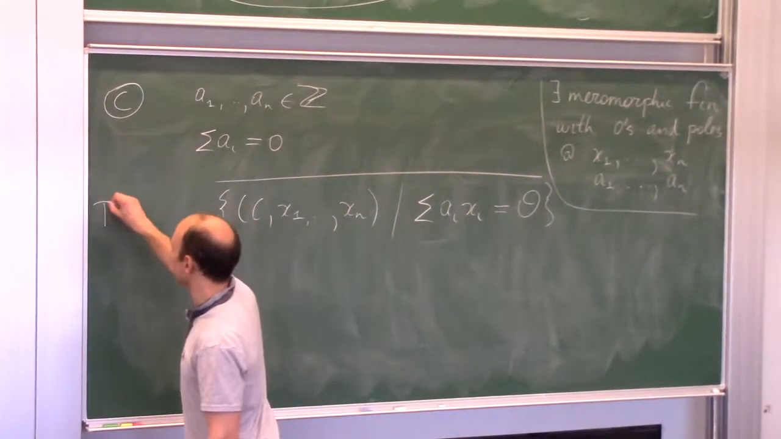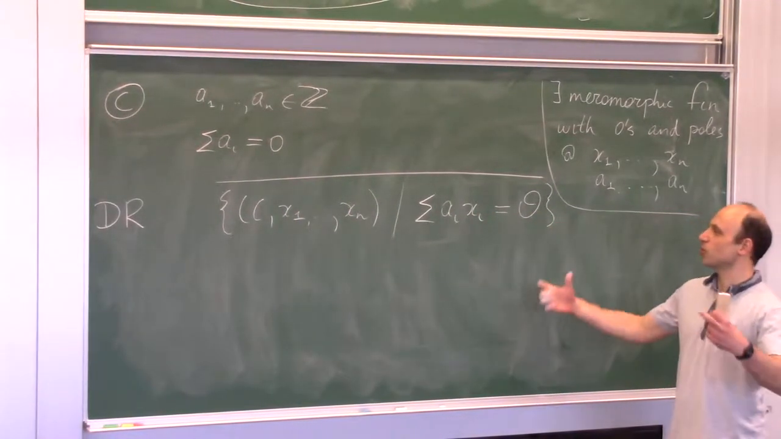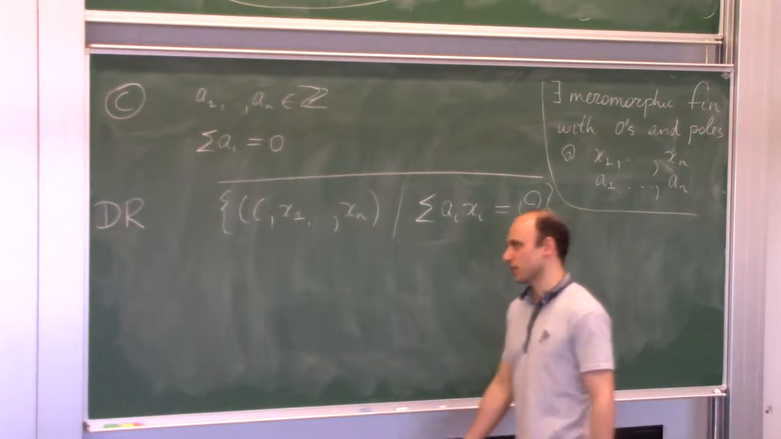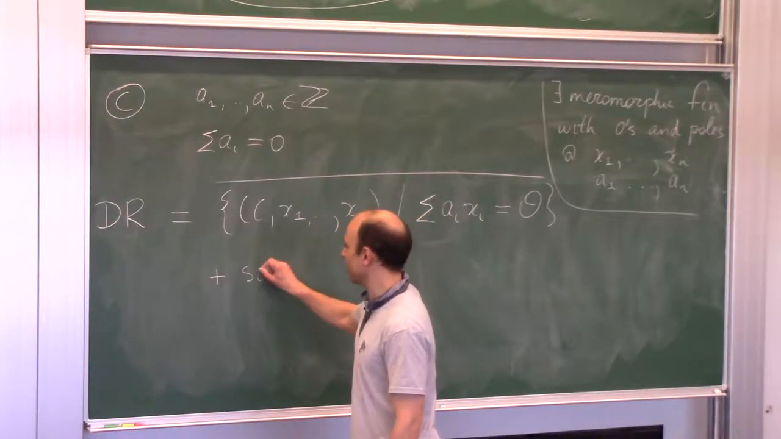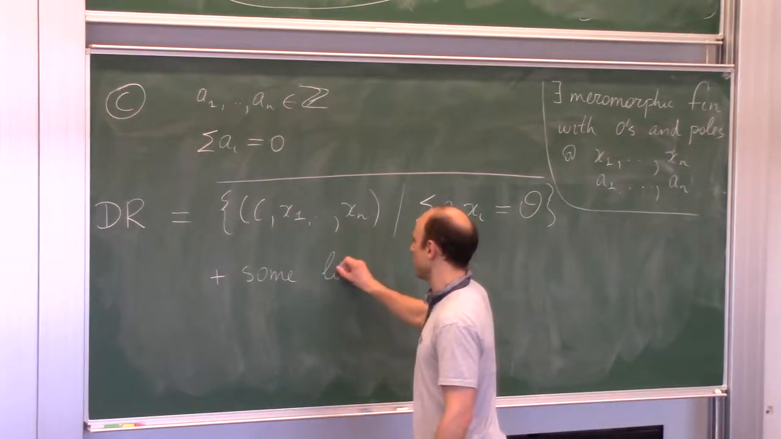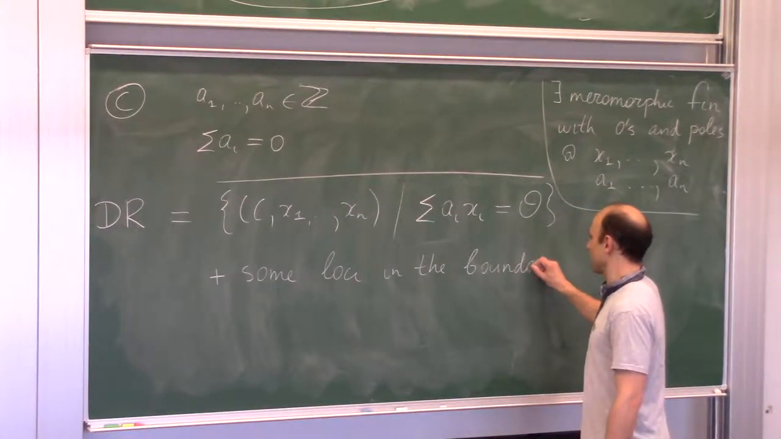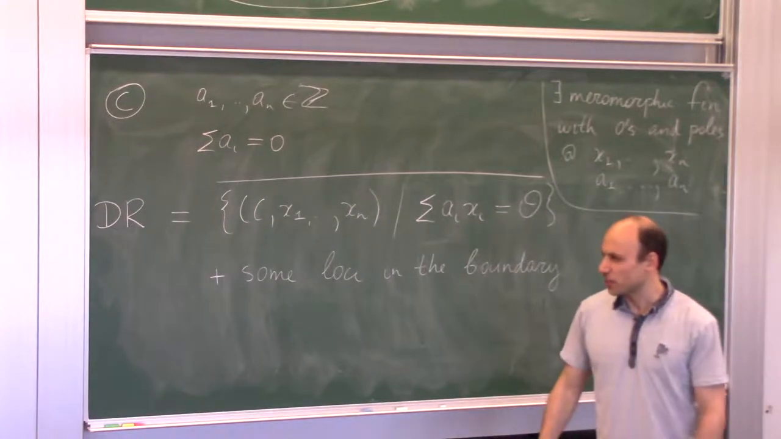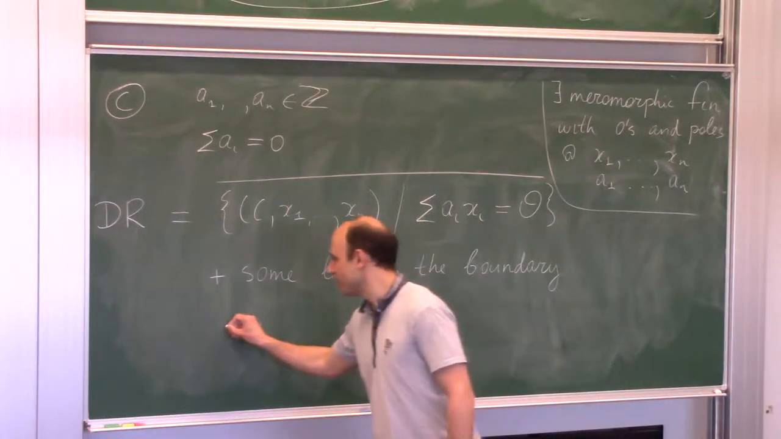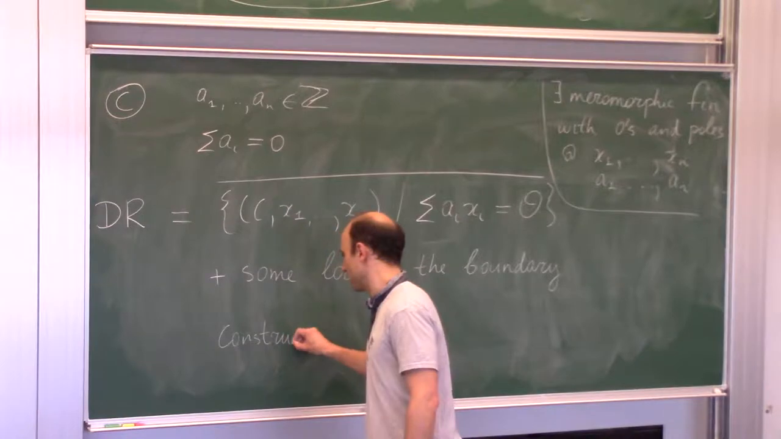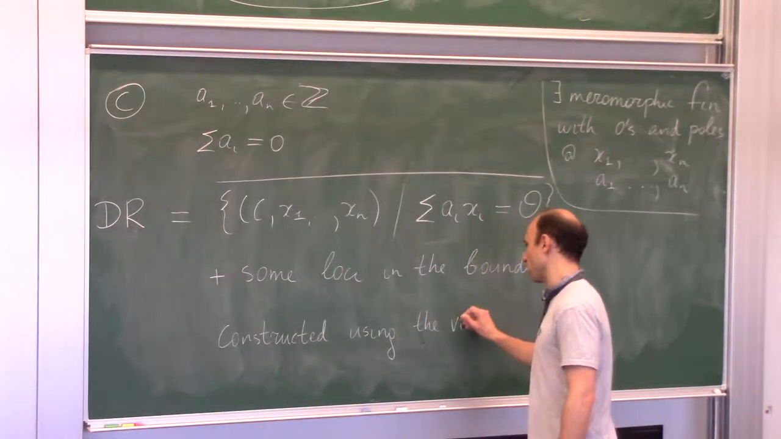And here it's even worse. So here it's called the double ramification cycle, because a meromorphic function with given zeros and poles has given ramifications over 0 and infinity. And in this case, it's again the closure of this plus some loci in the boundary. But I cannot even write the word explicit. Because here, this cycle is actually constructed using the virtual fundamental class.